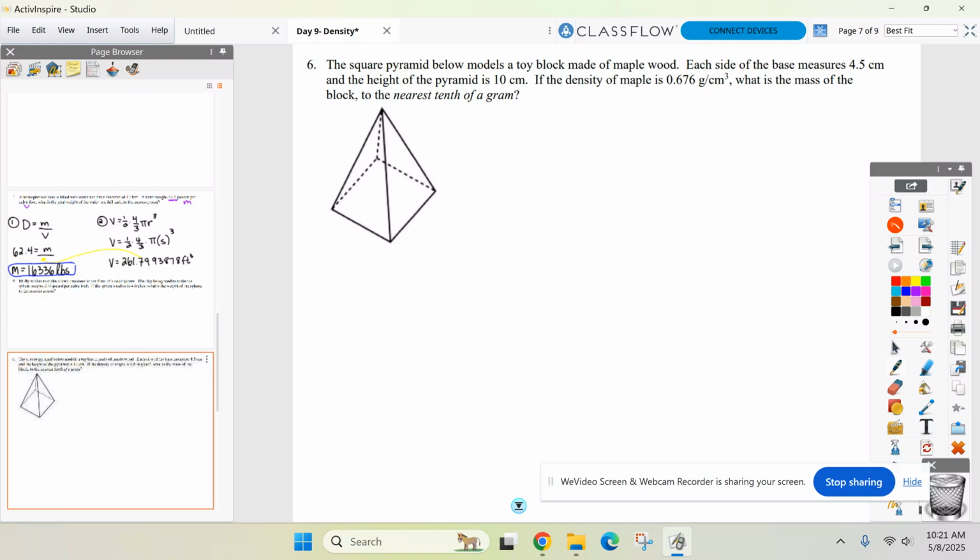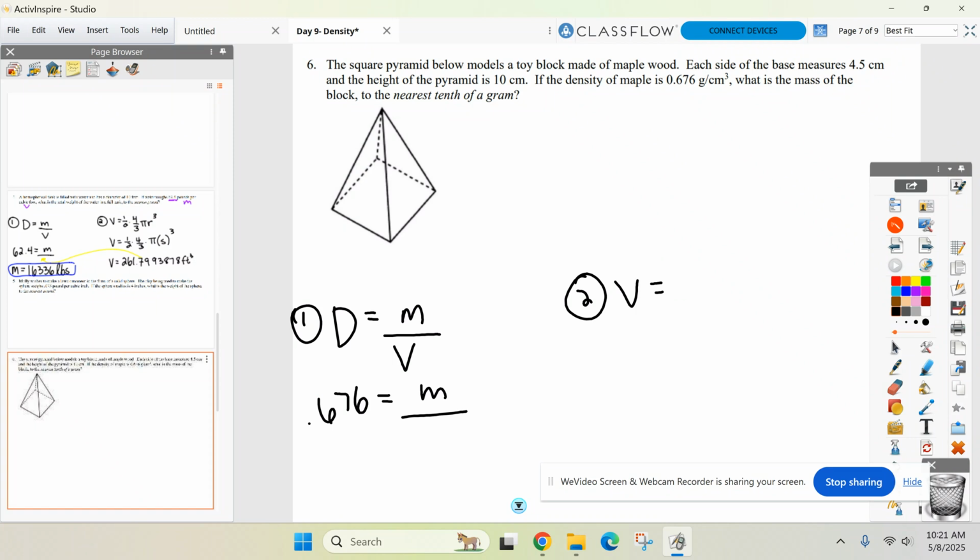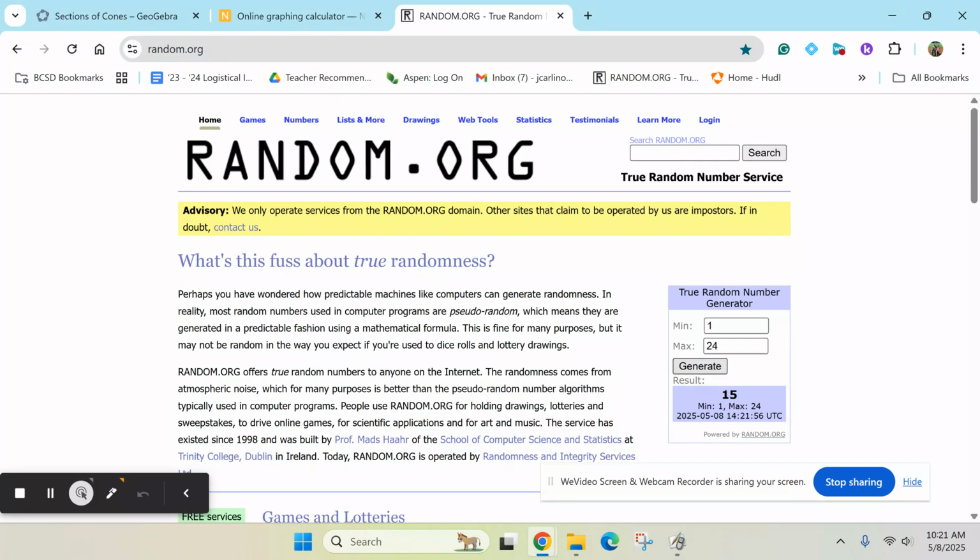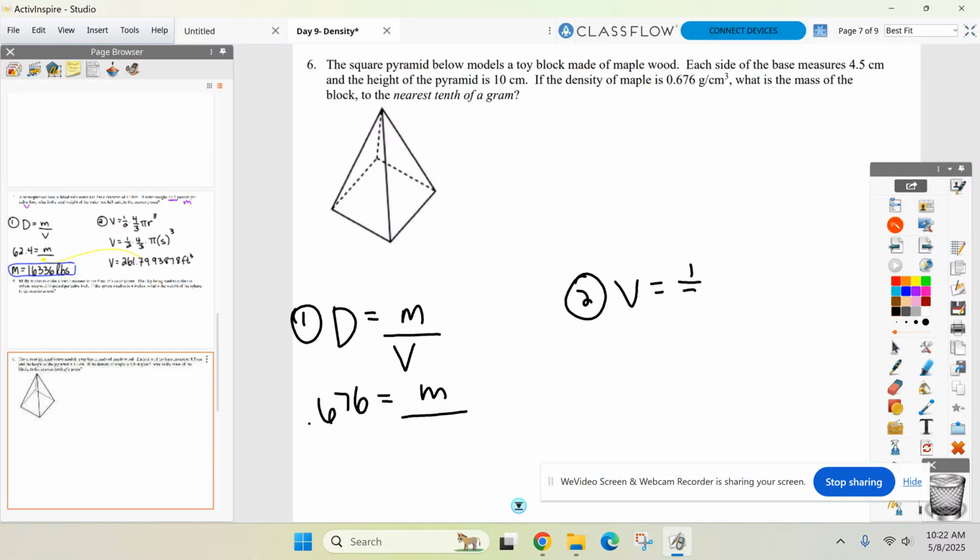And I do come out and just tell you the density. I don't hide it on this one. .676 mass. Everyone ready to find the volume for me? Pyramid. Take a peek back. Volume of a pyramid. V equals 1/3 base times height. Perfect. Thank you.